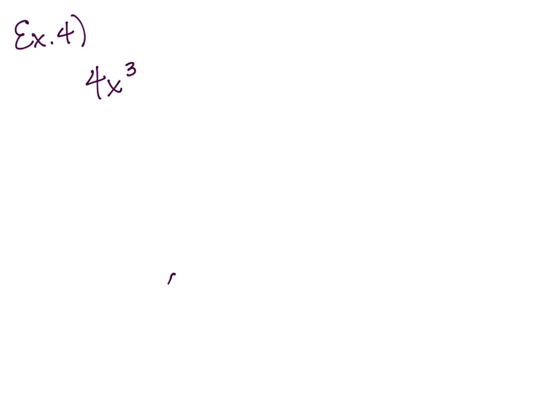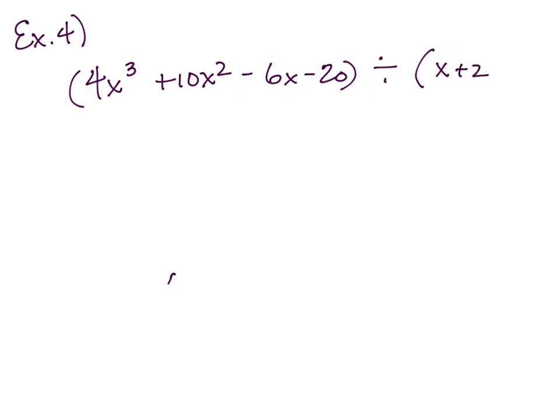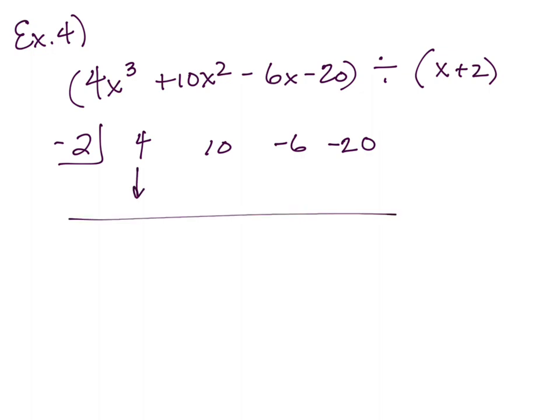Okay, we're going to divide 4x cubed plus 10x squared minus 6x minus 20 by x plus 2. So what goes in the box? Negative 2. Good, Bryson. And whoever else that was. Yeah, I knew you were going to have hurt feelings. Okay, a 4 and a 10 and a negative 6 and a negative 20. Agree? Are y'all already doing this without me? Okay, good.